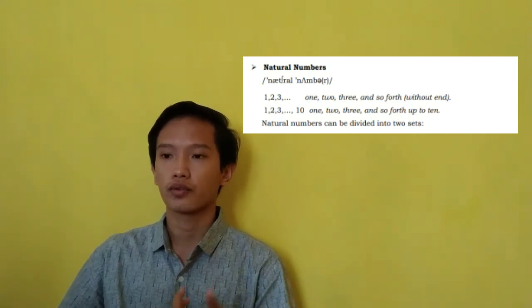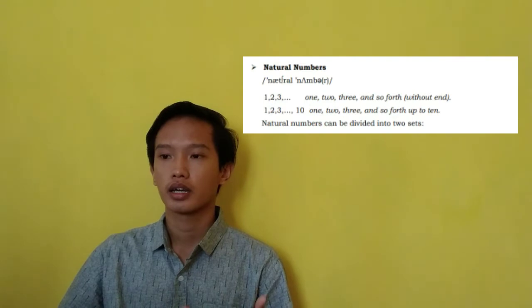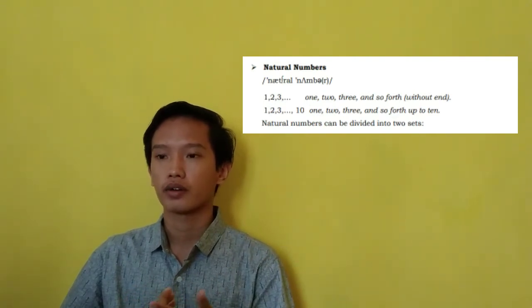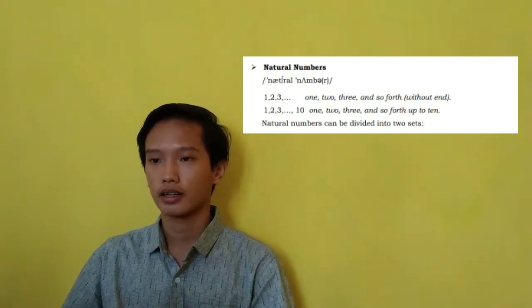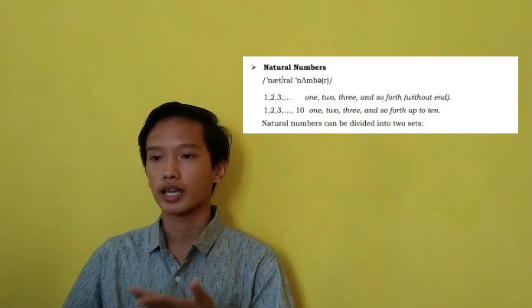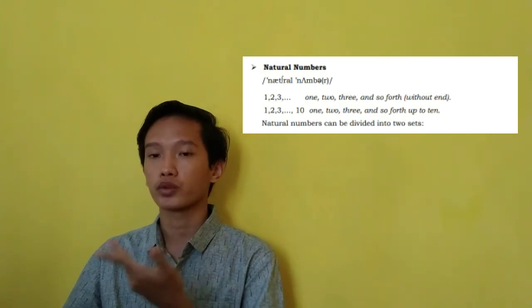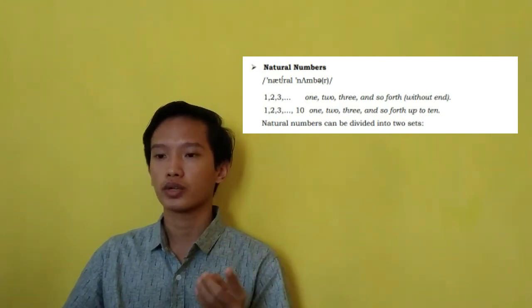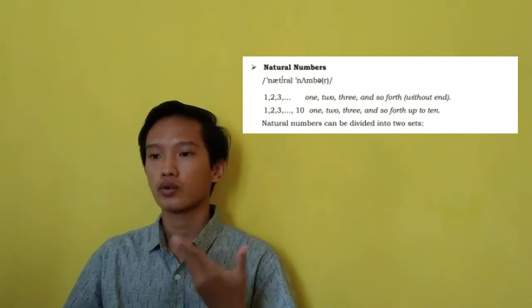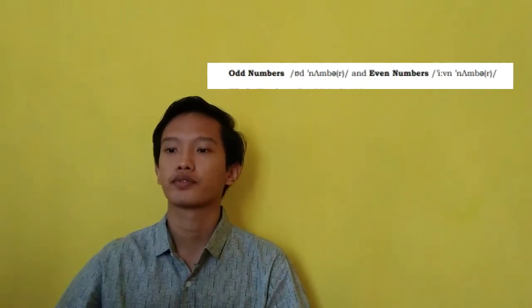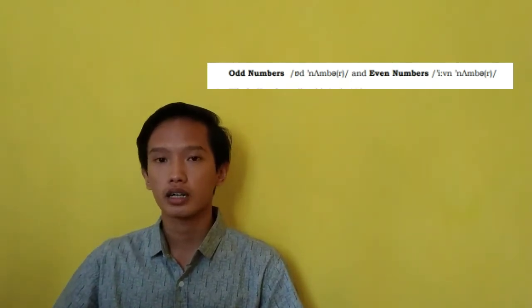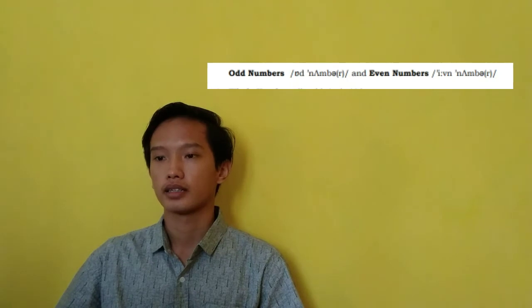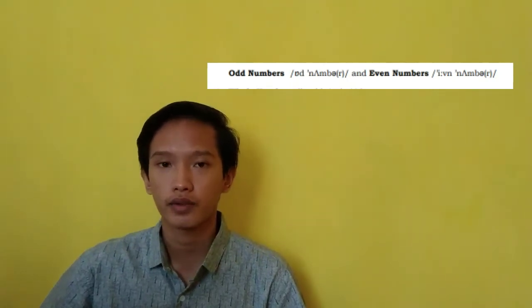We can say so forth if the numbers have no end or are unlimited, and if they have an end or limit, we can say so forth up to. If 1, 2, 3, so forth up to 10. The natural numbers have two sets. First is odd numbers, and the second is even numbers.